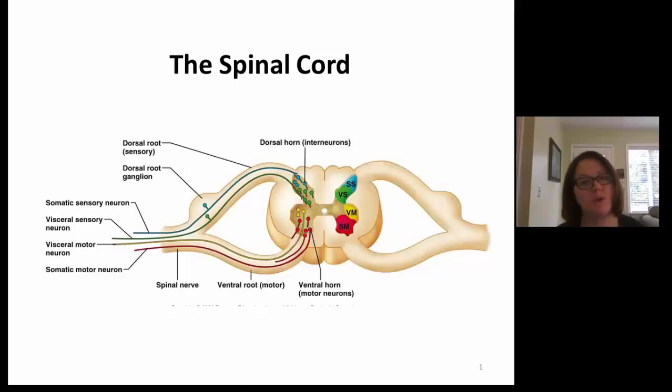This is a short video about the spinal cord. So the spinal cord is part of the central nervous system, along with the brain. And the spinal cord, at its basic level, really isn't all that complicated. It's got some simple anatomy to it, and in terms of its physiology, it really only does a couple things.